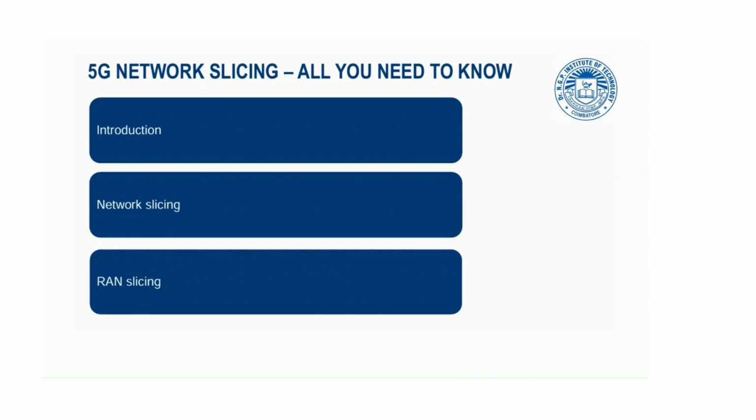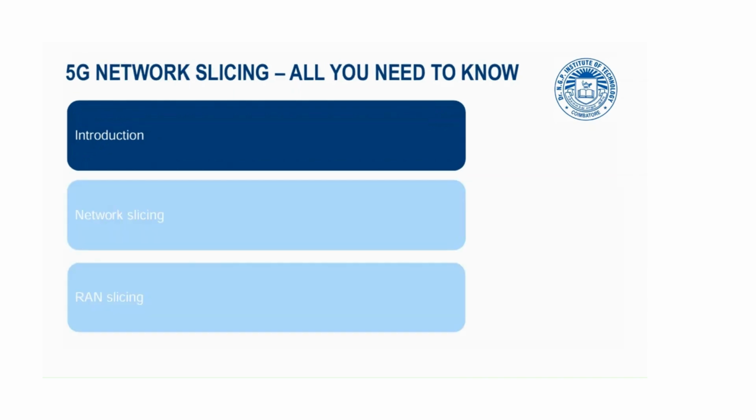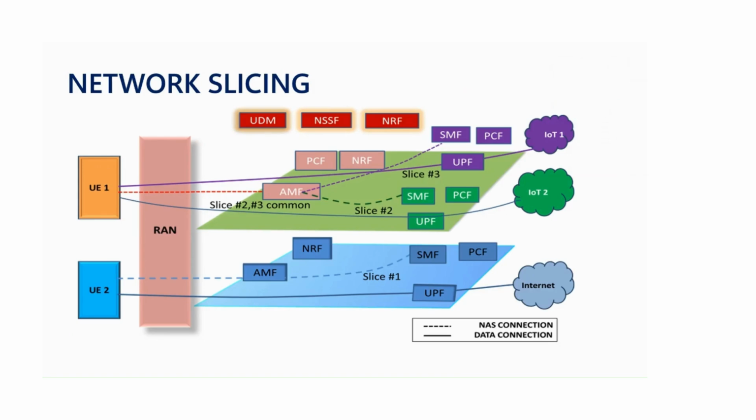on to RAN slicing. So starting off with the introduction part, let's understand what network slicing is before we go deep into network slicing concepts. So this slide basically provides a visual explanation of network slicing, a core feature of 5G networks that enables multiple virtual networks to run on a shared physical infrastructure.